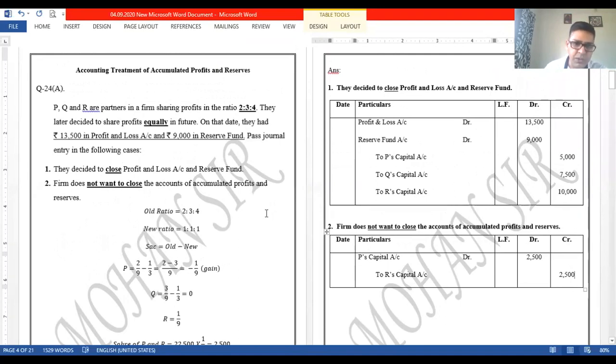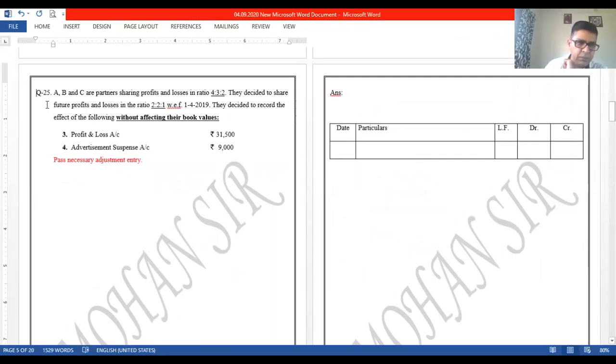What if the accounts are closed and what if the accounts are not closed, right? Gaining to sacrificing, if the accounts are not closed. And if the accounts are closed, the very simple entry: the credit of the profits and the reserves has to go to partners in their old ratio. That's all. Let us read the question.